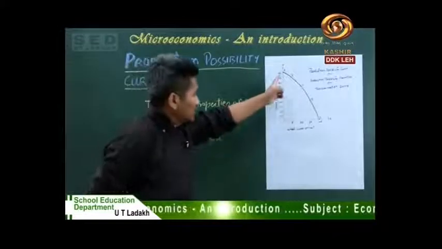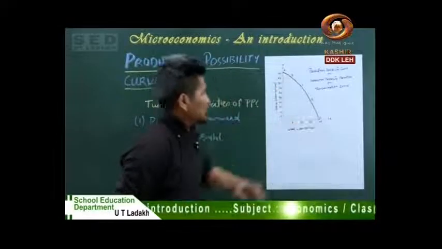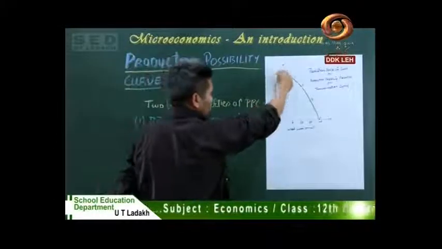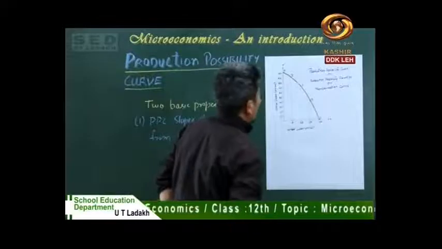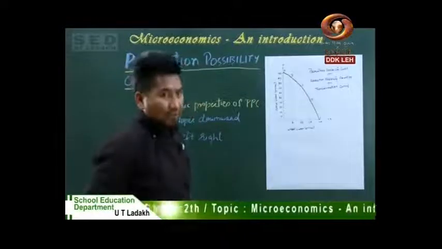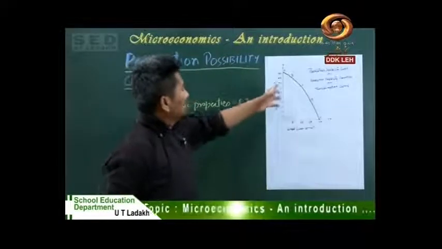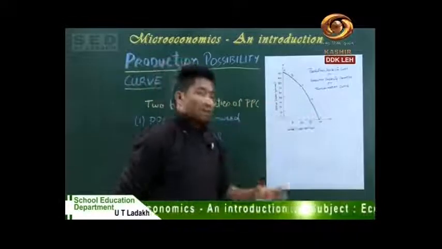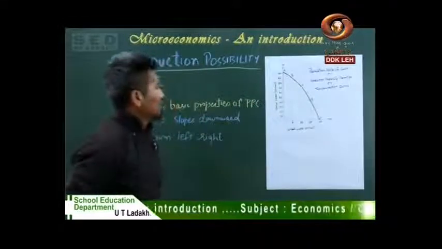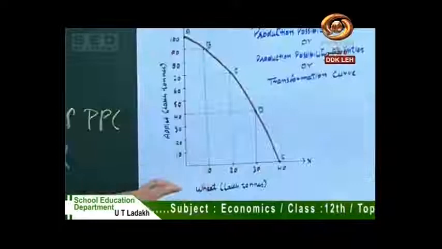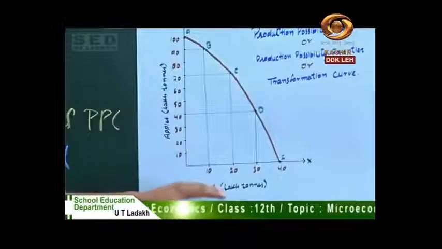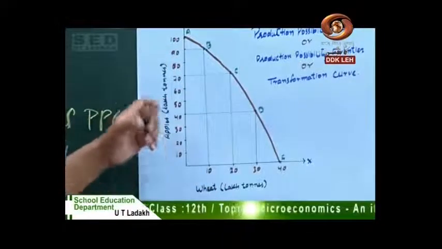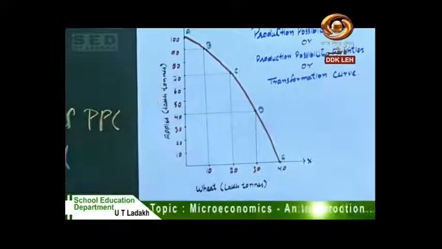Here you see the production possibility curve. This curve slopes downwards from left to right. Now, what is the reason behind it? Why does it slope downward from left to right? The reason is that to increase the production of one good, you have to sacrifice or forgo the production of the other good.